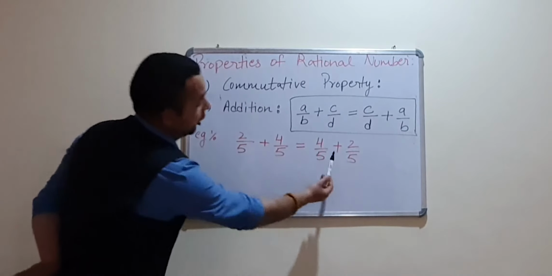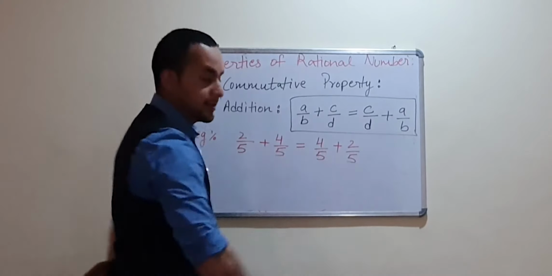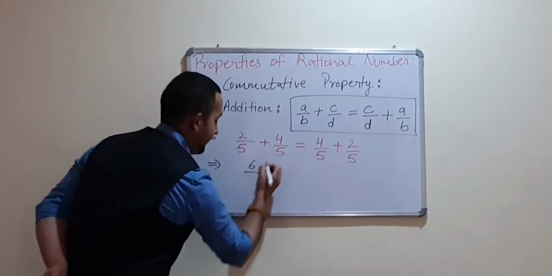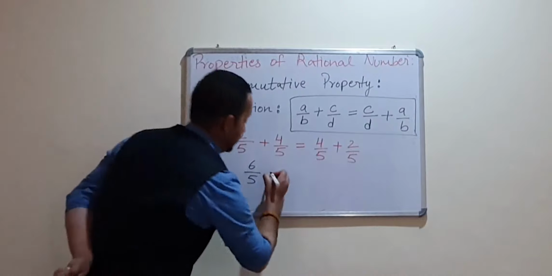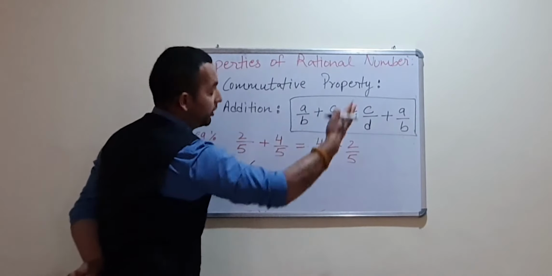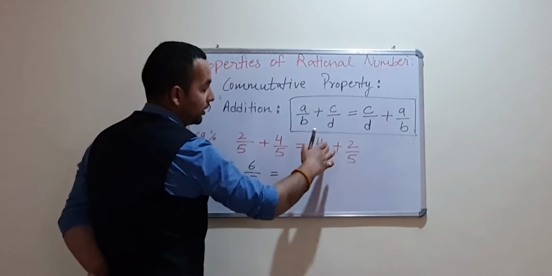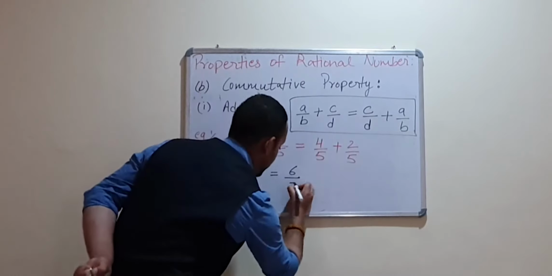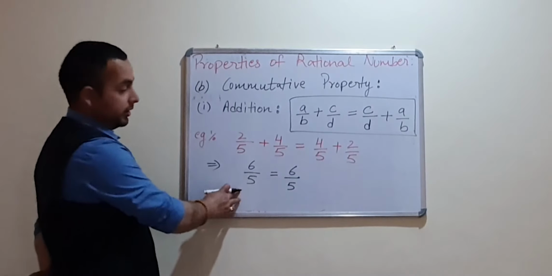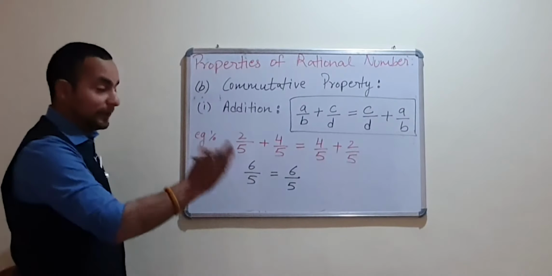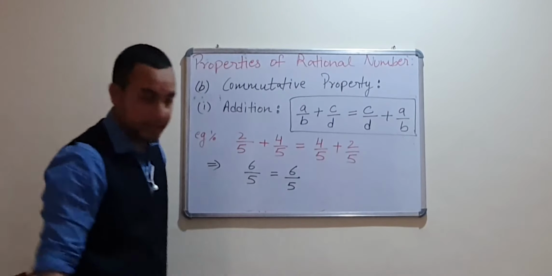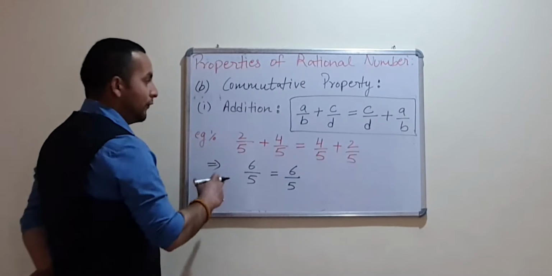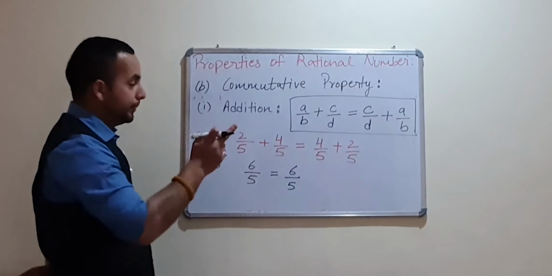Now we are going to check whether the denominators are the same or not. Yes, the denominators are the same, so our calculation is easy. So 2 plus 4 is 6, and 5 we can write only once because it is common. Similarly, on the right hand side there is 4 plus 2, that is 6, and 5 is common so we write it only once, which means the left hand side is equal to the right hand side. On the left hand side it is 6 upon 5 and on the right hand side it is 6 upon 5, which means both numbers are rational numbers and they are the same, so the commutative property is applicable for addition.